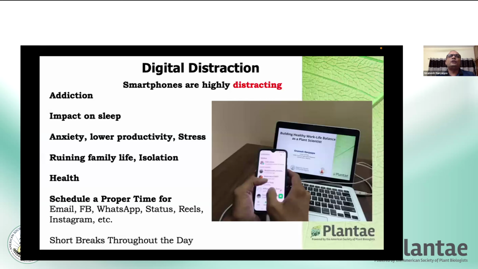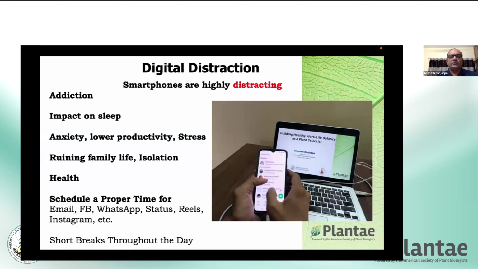When you sit with a phone or mobile, you don't tend to attend to family matters, or when your children come near you, you will be focusing on the phone only. And also the health suffers. To avoid all these things, we should schedule a proper time, that means when to check email, Facebook, WhatsApp. Certain hours should be dedicated to screen time. Then it's better, so that we get a good sleep.